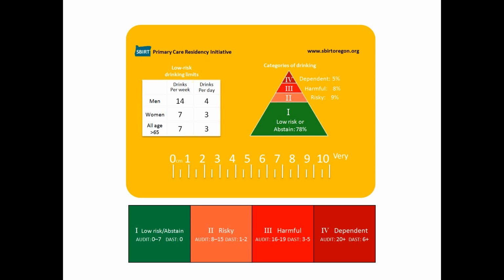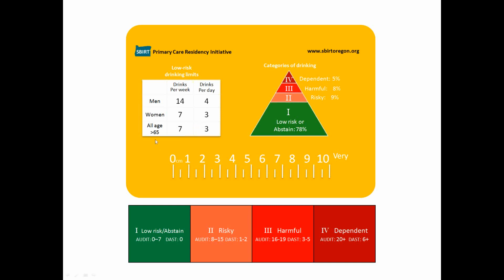So here's a great tool that was developed by the SBIRT Primary Care Residency Initiative here in Oregon. The Oregon Health and Science University has been working to train all of their residents in SBIRT, so in how to screen for these disorders or use and how to provide brief interventions. I think this is a great tool because it provides a lot of information in one graphic.